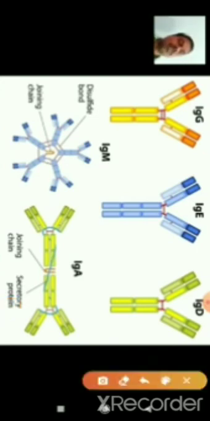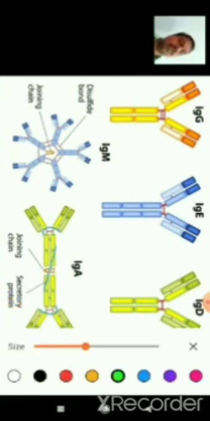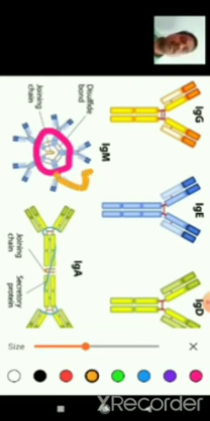Those chains are connected by the joining chain and disulfide bonds, and these are called secretory proteins. So this middle part is connected by a joining chain and disulfide bonds. These are the 5 types of antibodies. Actually, IgM is also called a pentamer because 5 antibodies are present in the IgM.